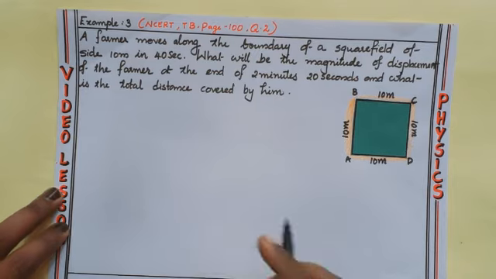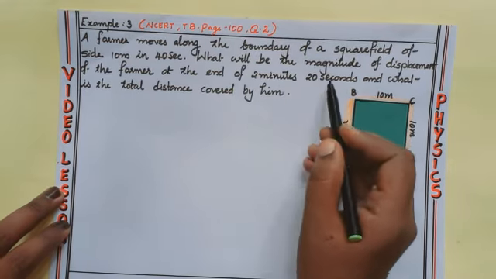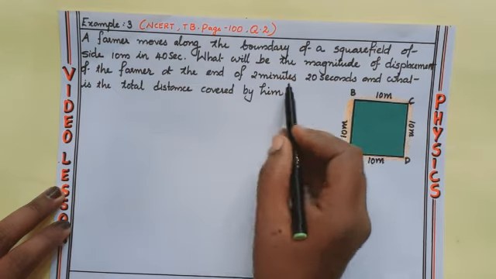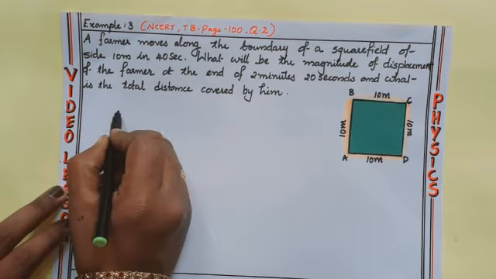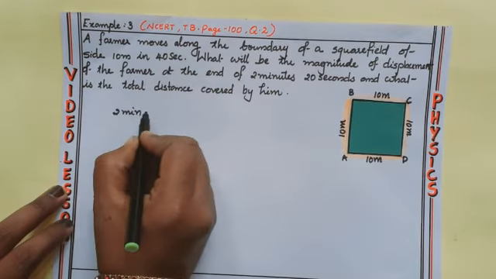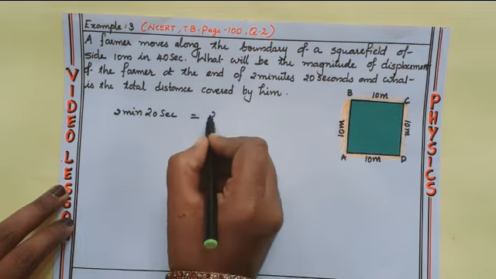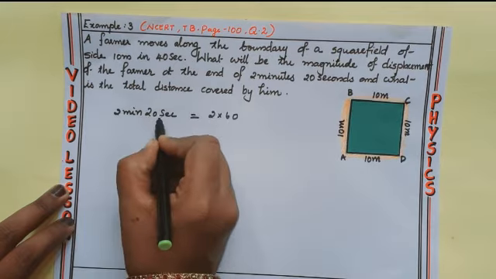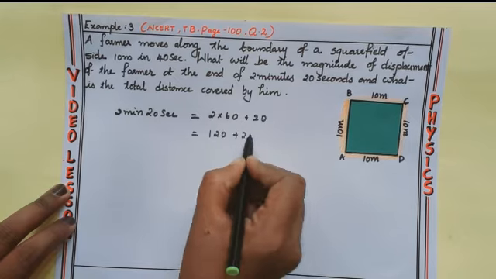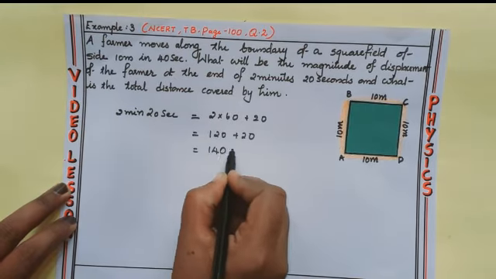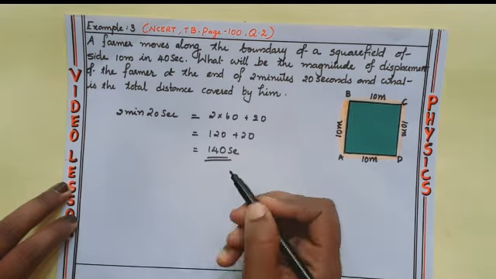Okay. Then first of all we have to convert the time. Here 2 minutes 20 seconds is given. We have to convert it into seconds. Total time in seconds: 2 minutes 20 seconds is equal to 2 into 60 plus 20. Then what will we get? 120 plus 20. So we will get 140 seconds. That is the total time he takes, 140 seconds.